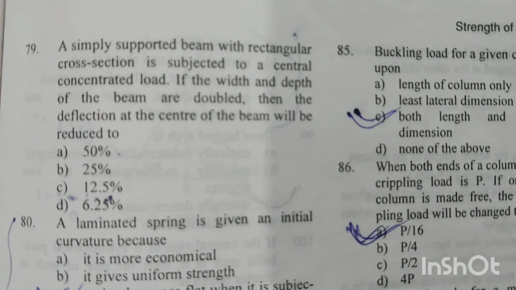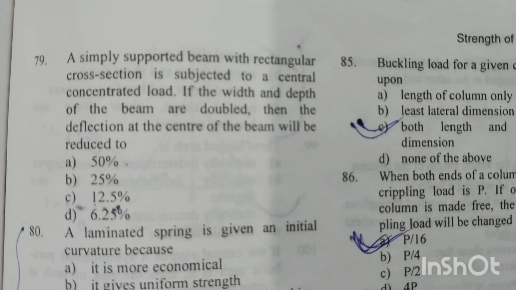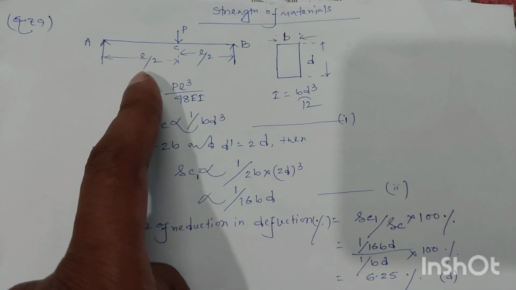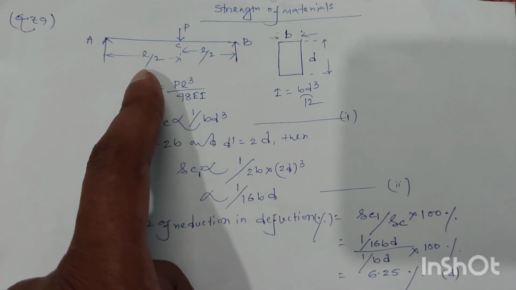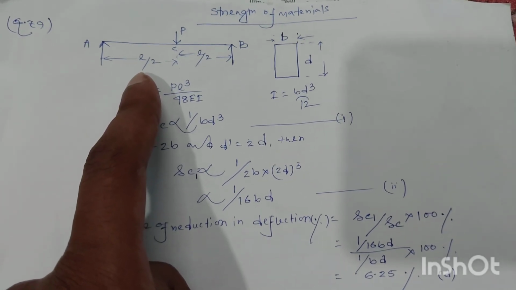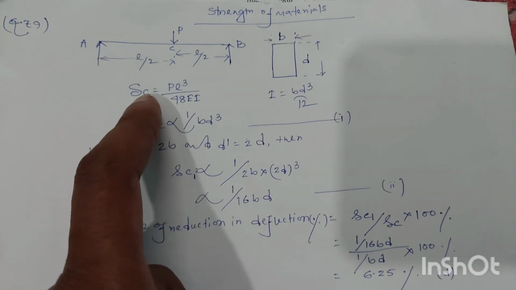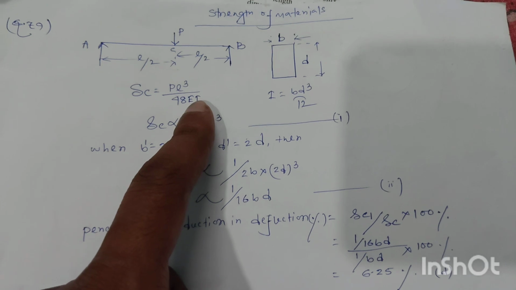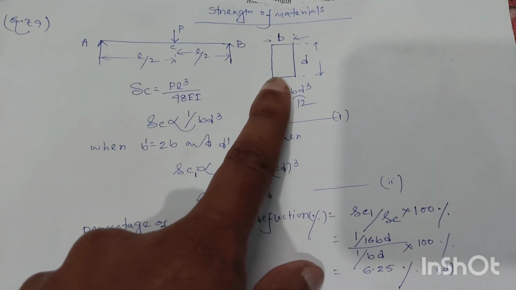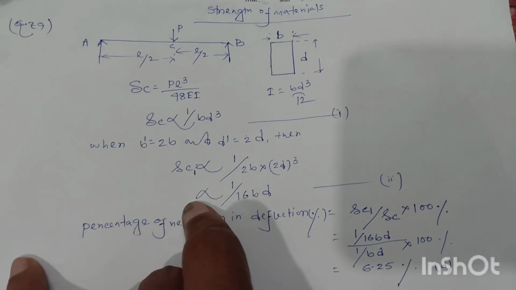Question number 79. A simply supported beam with rectangular cross section is subjected to a central concentrated load. If the width and depth of the beam are doubled, then the deflection at the center of the beam will be reduced to the simply supported beam AB of length L subjected to a central point load P with rectangular cross section small b width and small d is the depth. The central deflection del C will be PL cube by 48 EI. We know that relation. And for this section with b and depth small d, the moment of inertia I will be bd cube by 12.